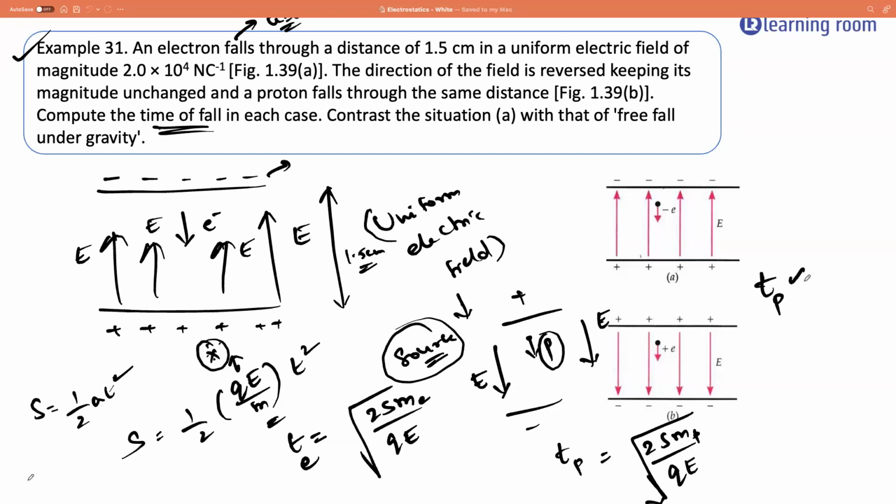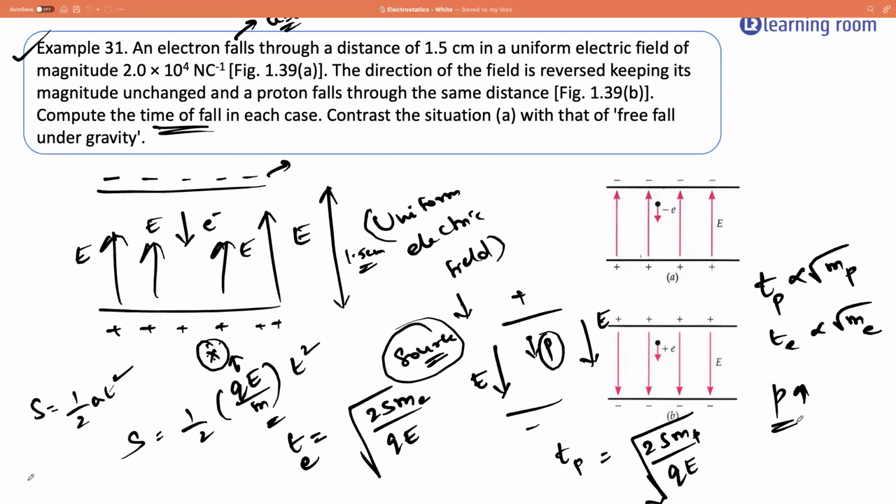The time taken by the proton is directly proportional to the mass of the proton. Time taken by the electron is proportional to the square root of the mass of the electron. Which one will take more time? Proton will take more time, because the proton is heavier. Right? Now, any doubt?